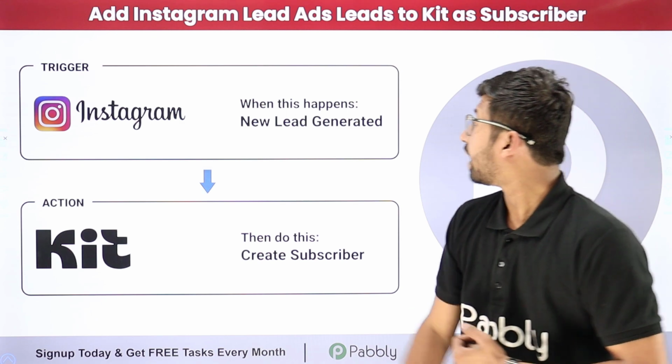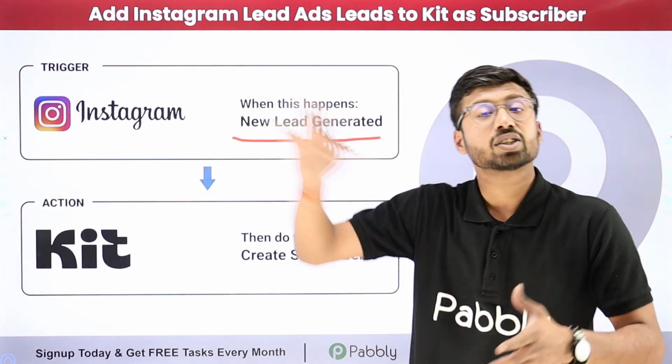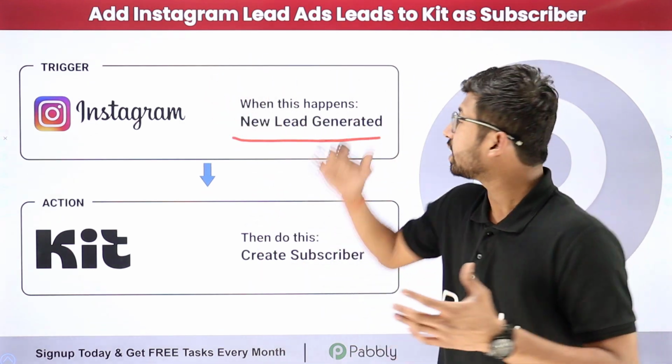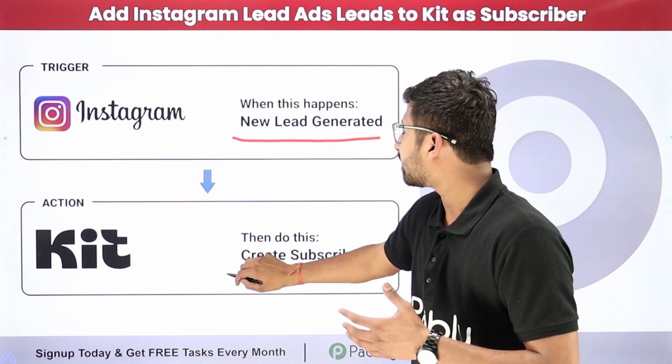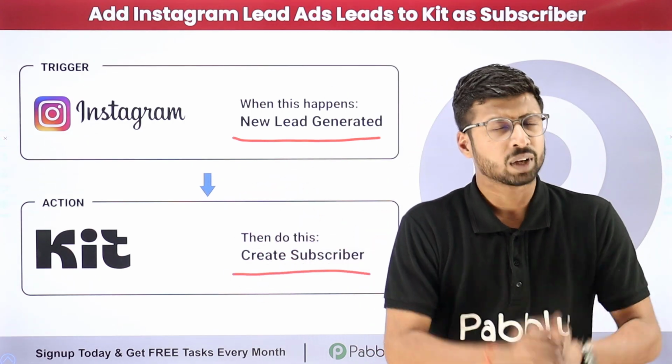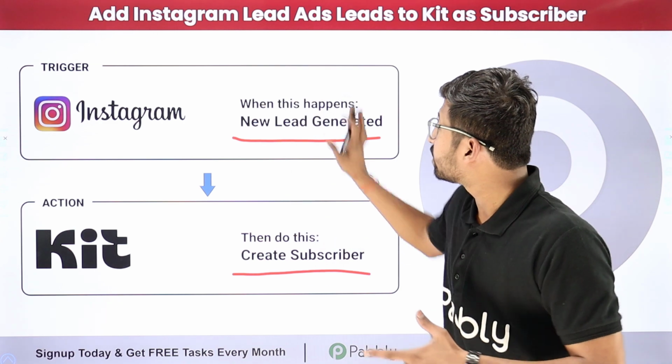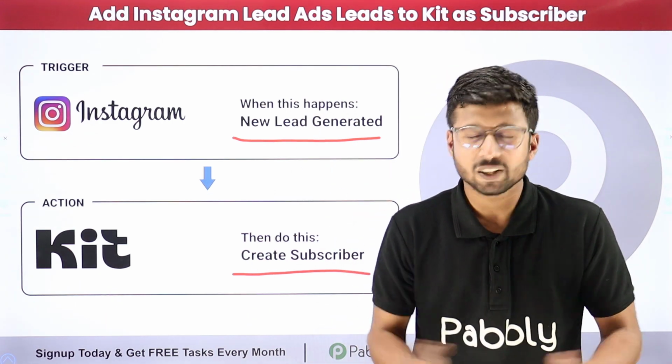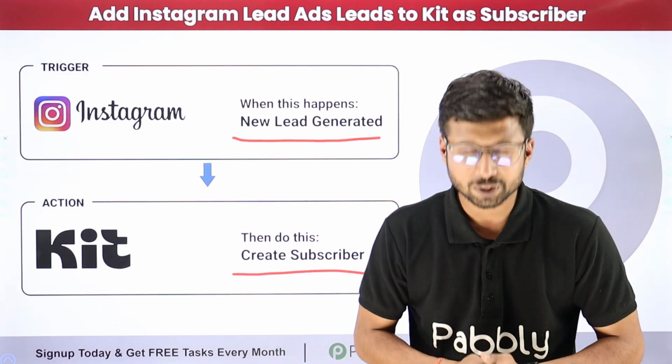In this automation, as a new lead is generated in Instagram lead ads, automatically with the same lead details, we are going to add that lead as a subscriber in Kit. Now, if you want to learn how you can set up this complete automation all by yourself, for that, you just have to come with me to my screen.